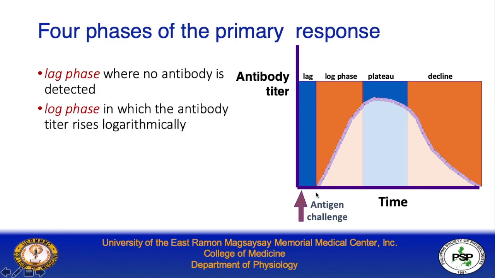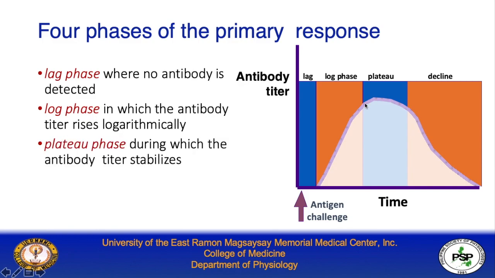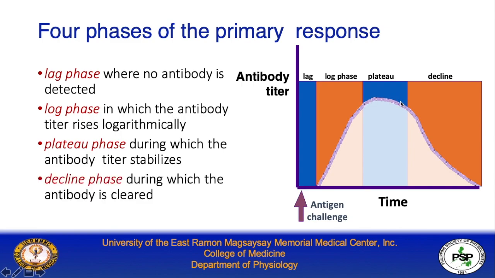Log phase is the phase from this point to this point, characterized as a phase wherein the antibody logarithmically rises. And then the plateau phase is where the antibody level stabilizes, so there is a constant level of antibody. And then after that, there will be a decline phase wherein the antibody is being cleared from the body.